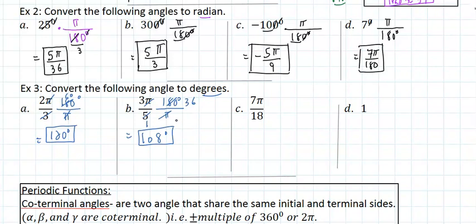7 pi over 18, I want to convert to degrees. Again, the pi's cancel out. 18 divides 180 10 times. So that is the equivalent of 70 degrees. And if I take 1 radian, again, this is not 1 degree, 1 radian. I want pi at the bottom and 180 degrees at the top. That would be 180 divided by pi, and that's going to be degrees.